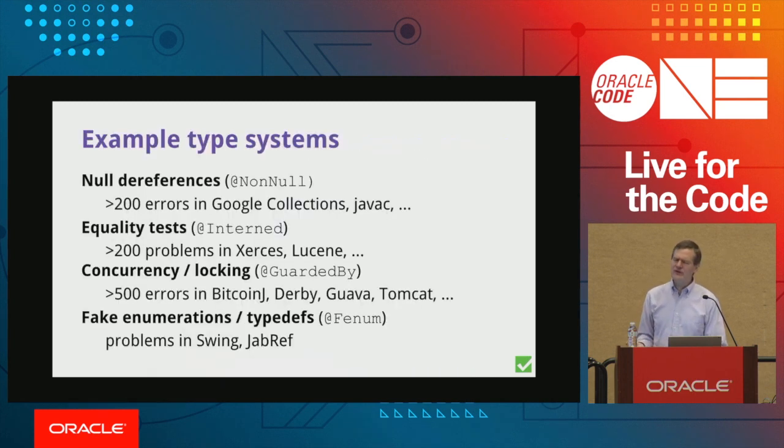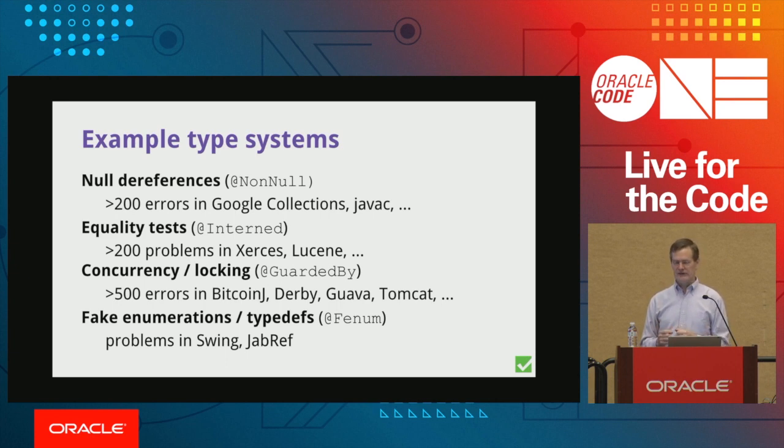So what sorts of things, we've shown you null pointer exceptions and SQL injections. What sorts of things can you write with this? The Checker Framework ships with more than a dozen type systems, and external people have written dozens more that they're interested in. So one example is null dereferences. We found over 200 errors in things like Google Collections and javac.